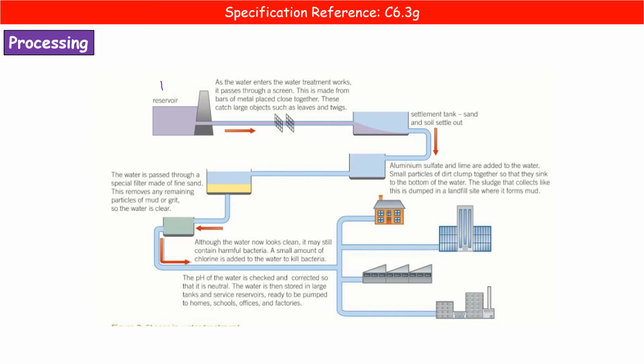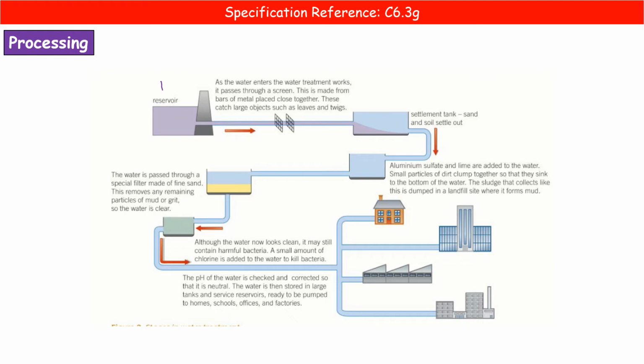We then allow the water to continue on to our next tank, and we've got a very fine filter basically. Very fine sand, etc., that means that as the water trickles through, it's going to remove any of those remaining particles of mud, grit, etc. So in theory, our water now is lovely and clear, but there could still be things like bacteria present.